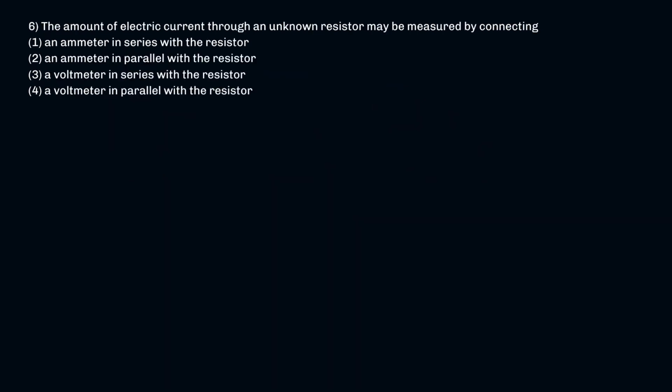So example number 6. The amount of electrical current through an unknown resistor may be measured by connecting. So we have 4 different choices here. We have 1, an ammeter in series with the resistor, 2, an ammeter in parallel with the resistor, 3, a voltmeter in series with the resistor, and then 4, a voltmeter in parallel with the resistor. So current is amperes. So if you're looking at what kind of works with amperes here, you have the ammeter and the voltmeter. Meter just means I'm measuring either current or voltage or potential difference.